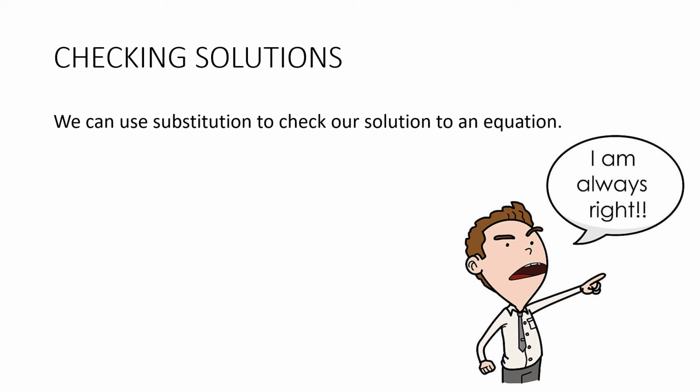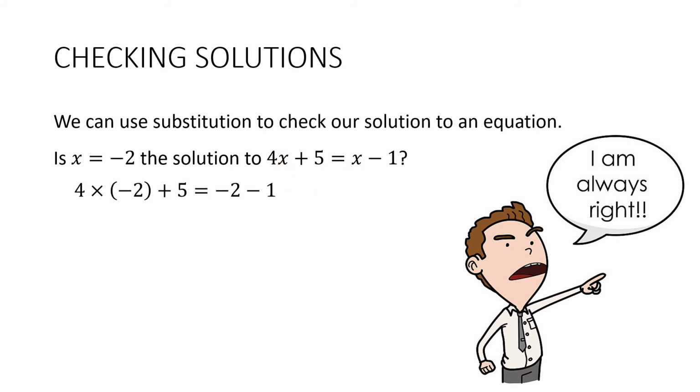Now, just like we learned in the last video, we can use substitution to check our solution to an equation. Is x equals minus 2 the solution to 4x plus 5 equals x minus 1? Now, we could just solve that equation and figure out whether x equals minus 2 is the solution, but a better way is just to substitute it in. Now, we could just substitute it in here and in here, like this.